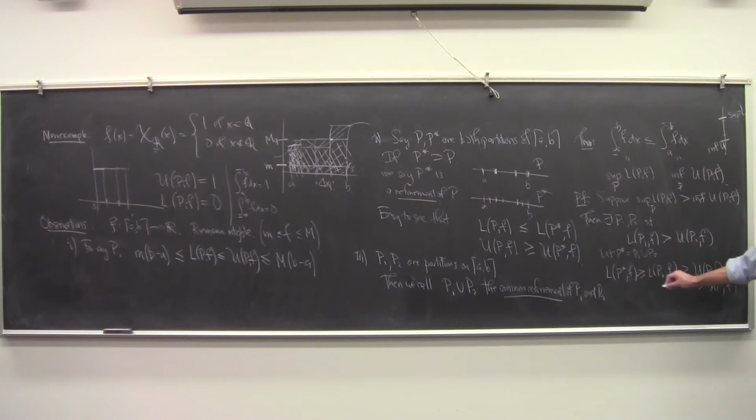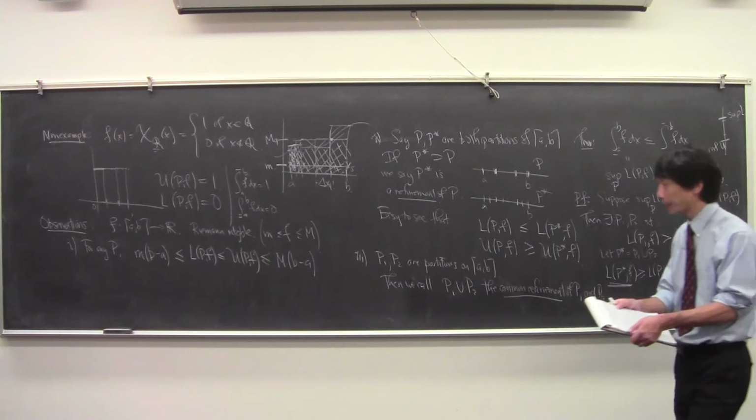But what would that say? That would say that there is a single partition where the lower sum is strictly bigger than the upper sum, right? But that's impossible. The lower sum is always less than or equal to the upper sum. Okay, so you get a contradiction.